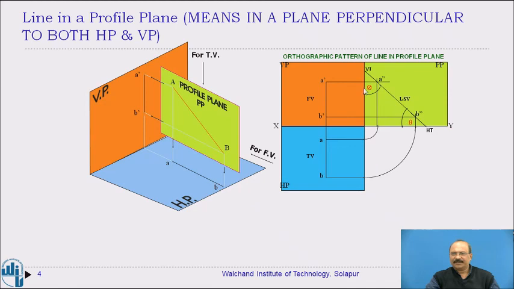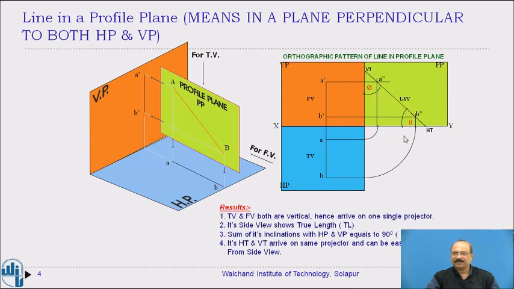Here this is theta and phi. The summation of these angles is 90 degrees. Theta is the angle made by the line with the horizontal plane, and phi is the angle made by the line with the vertical plane. These are the true inclinations. Previously I took alpha and beta; those are apparent angles. Here theta and phi are the true inclinations. The same explanation is also given here, and you can refer to this information once again.